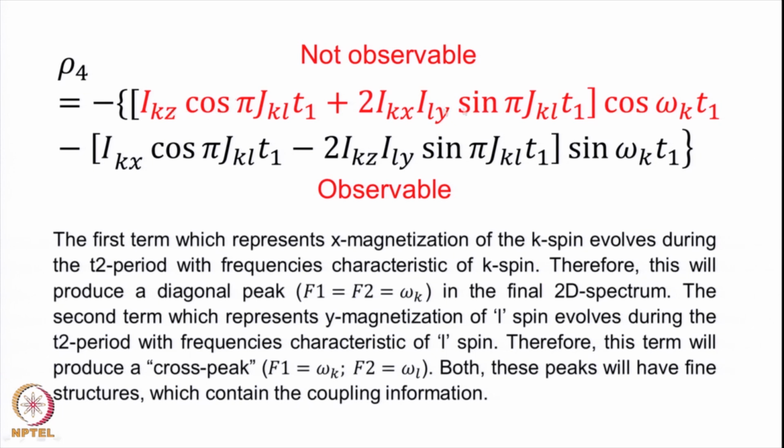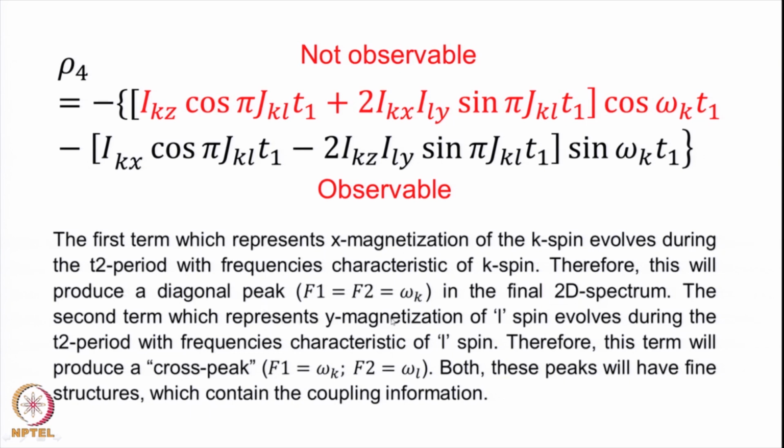Therefore these two terms here we can ignore, because these ones do not lead to observable magnetization and these ones actually lead to observable magnetization; both these are observable terms. Now the first term, which represents X magnetization of the K spin, evolves during the T2 period with frequencies characteristic of K spin. So, during the T2 period this evolves with the frequency omega k. In T1 also we have omega k, in T2 also it will be omega k. Therefore, this will produce the so-called diagonal peak which I mentioned to you earlier, F1 is equal to F2 is equal to omega k in the final 2D spectrum.